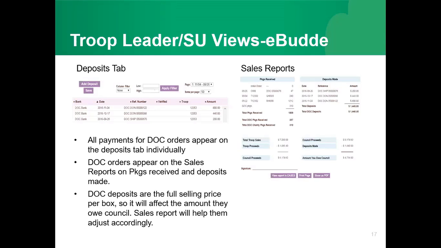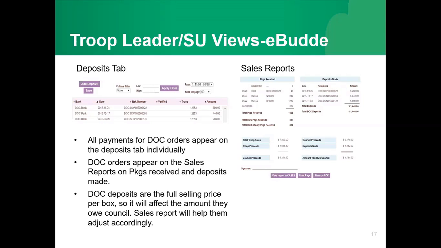Okay. This is your sales report tab in eBuddy. This is going to show how it's going to reduce the amount of the ACH payment to council. If you click on your sales report tab, it's going to show all of the cookies that you took in your initial order and then your cupboard pickups. It'll show your total troop sales, which is the total amount of cookies that you've taken out. It's then going to subtract out your proceeds, so the 65 cents a box, and then it'll show council proceeds. That would be the amount that you would owe council back with your ACH.